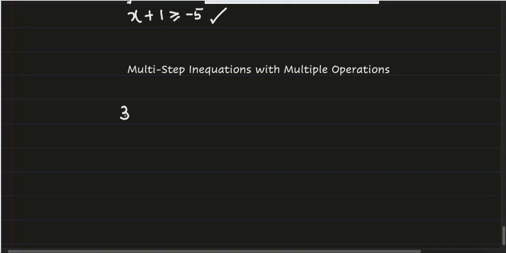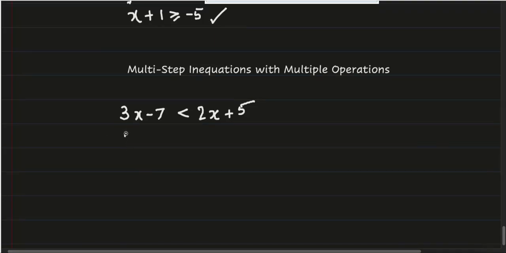3x minus 7 is less than 2x plus 5. Here, you know how to solve this inequality, right? We need to find the value of x. So how will you get the value of x here? You need to group the x variables at one place.